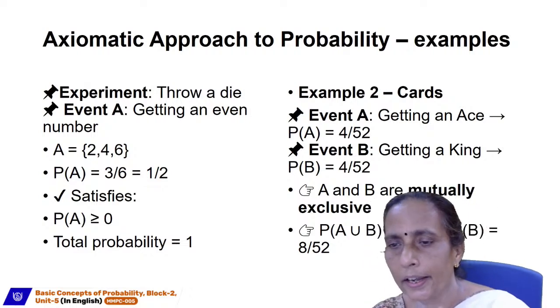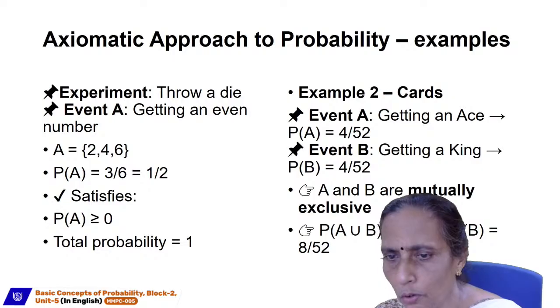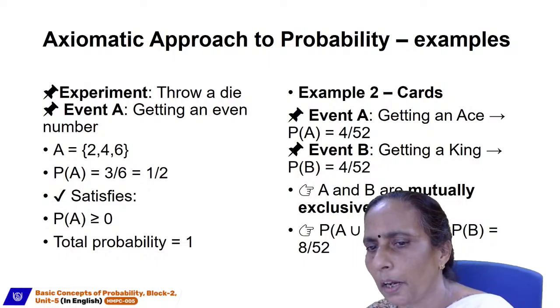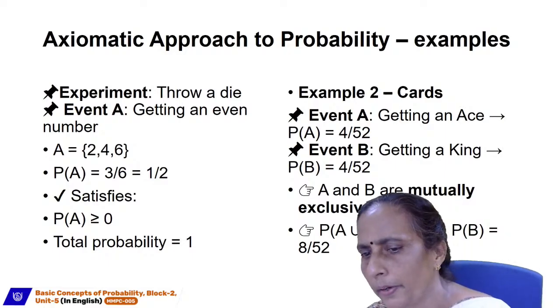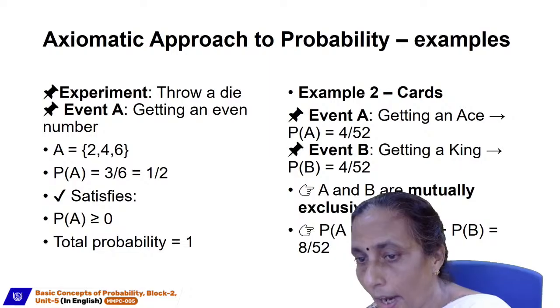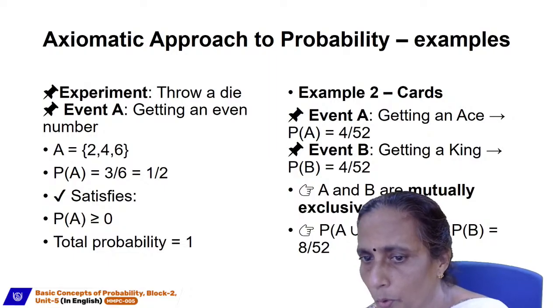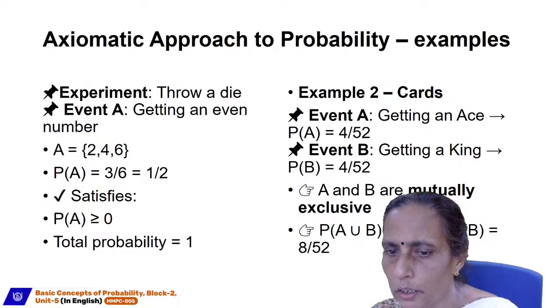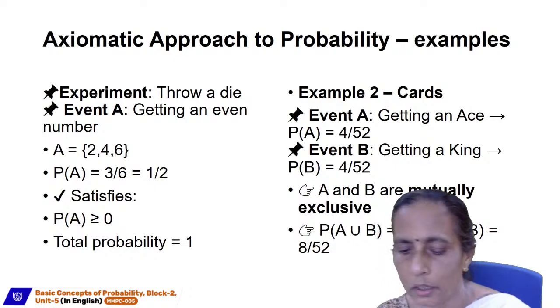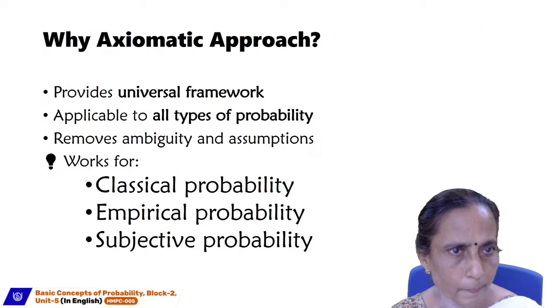Similarly, with cards, getting an ace is 4 by 52, getting a king is 4 by 52. If A and B are added, that is, an ace as well as a king, because both these events are mutually exclusive, A union B is 4 by 52 plus 4 by 52. It is 8 by 52.